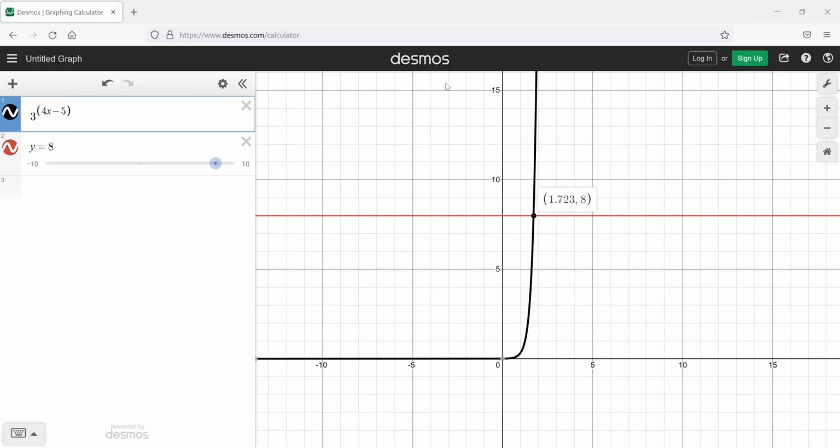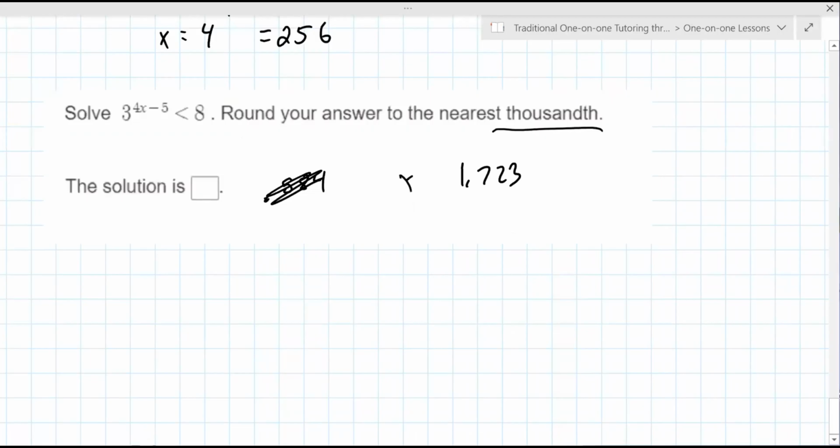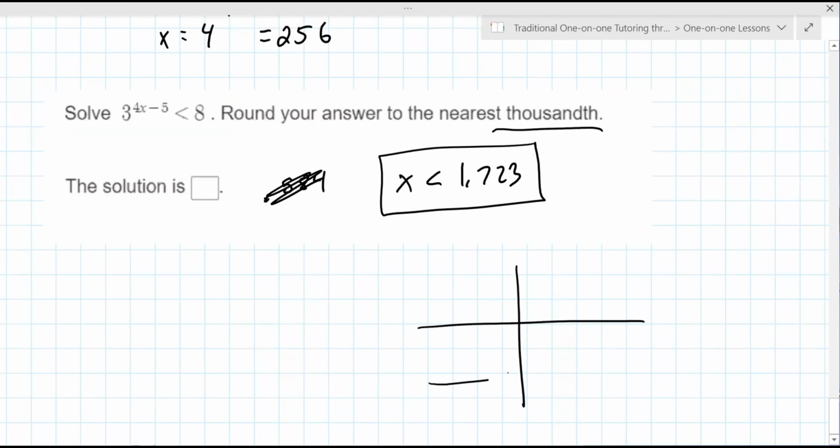In terms of what you're going to answer, let me go back to the other screen. It's all the numbers less than 1.723, because that exponential has that graph, and then it's hit at 8 right there. It's everything to the left of it. So it's all the numbers left in that, but we're not restricted with the 0 like we were in the previous problem.